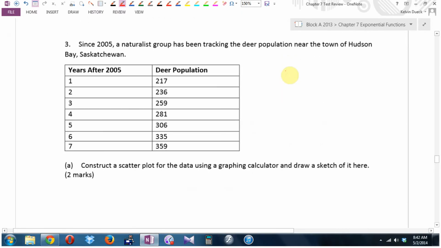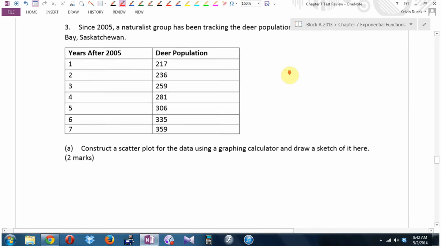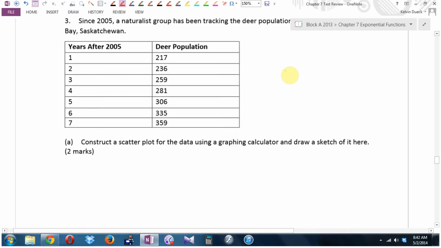Since 2005, a group has been tracking the deer population near the town of Hudson Bay, Saskatchewan. Construct a scatter plot and draw a sketch of it here. Okay, so now we're going to actually enter some data.